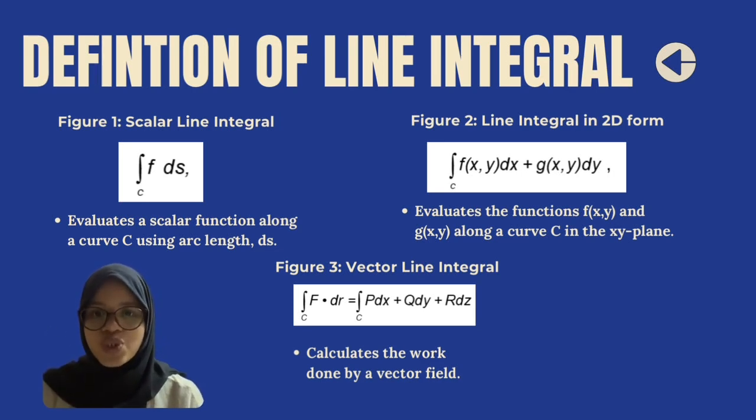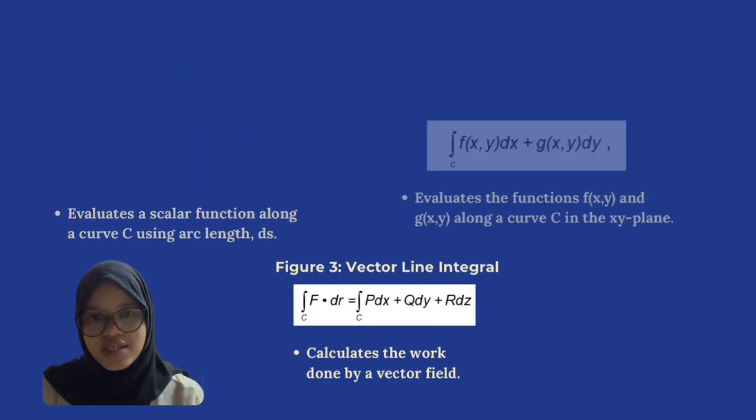Next, figure 2 shows the line integral in two-dimensional form. This form involves two functions, f(x,y) and g(x,y), and is evaluated along a curve in the xy plane. Lastly, figure 3 shows the second type of line integral, which is the vector line integral. This integral is used to calculate the work done by a vector field when an object moves along a specific path in three-dimensional space. Therefore, line integrals can be used to measure different quantities along a curve, depending on whether the function is scalar or vector.